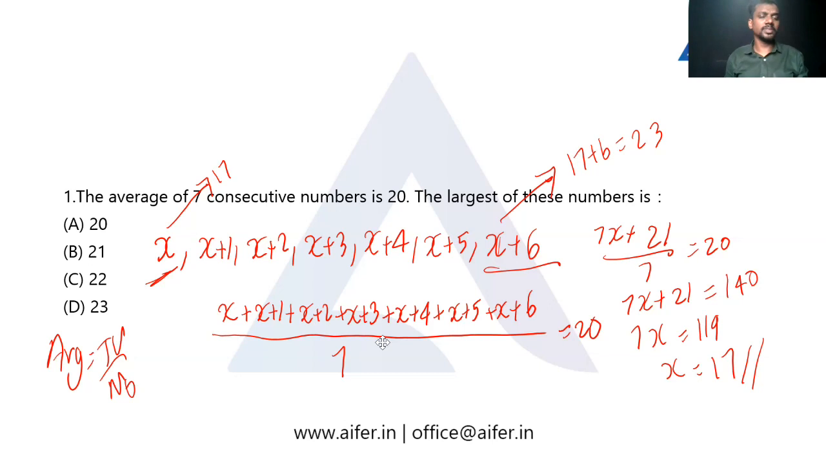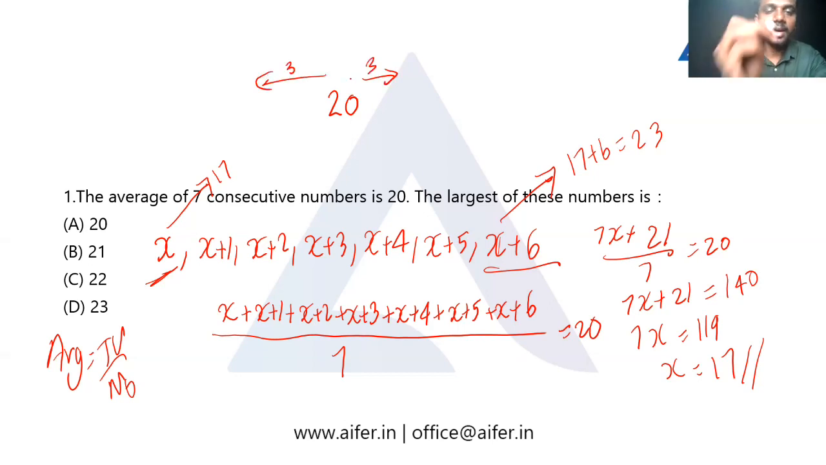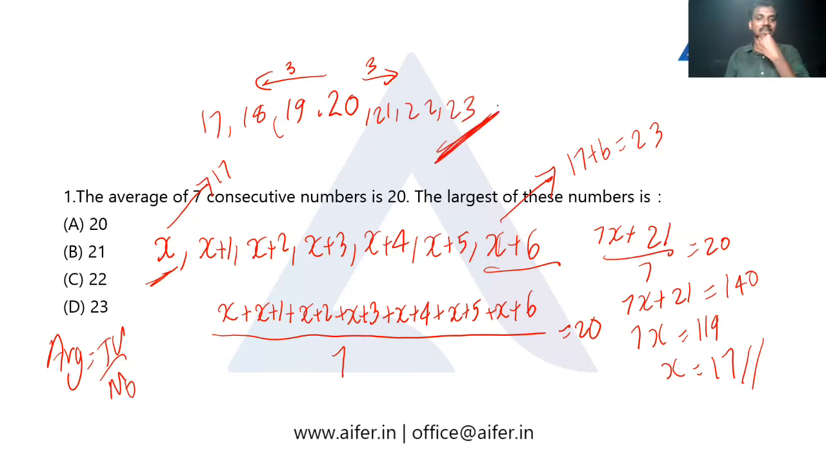But when it is consecutive numbers, it's not compulsory that you have to use x, because here there are 7 numbers and the average is 20. So 20 is the middle number, with 3 before 20 and 3 after 20, and 20 itself. So in total we'll have 7 numbers. Consecutive numbers means 1, 2, 3 like that, or 5, 6, 7, continuous. So the 3 numbers before will be 19, 18 and 17. The 3 numbers after will be 21, 22, 23. So the largest number will be 23.